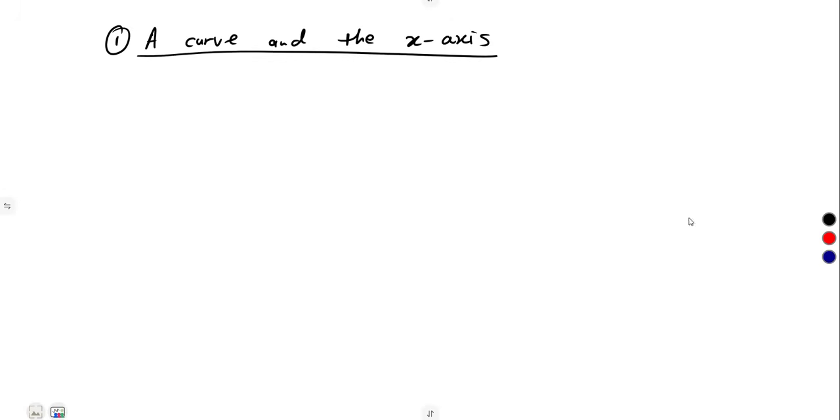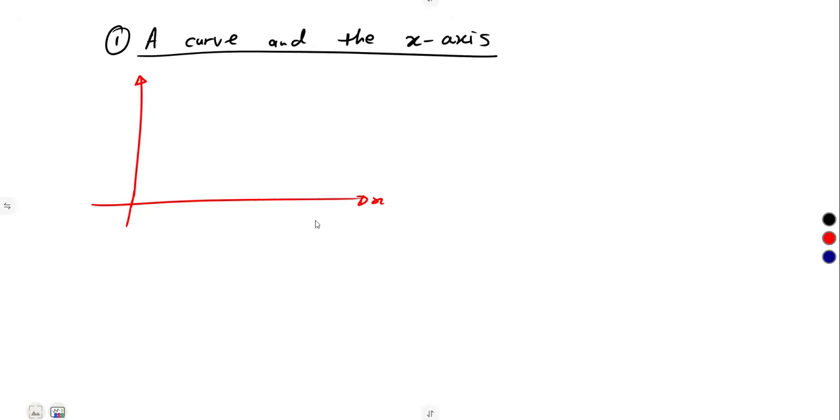But just for the sake of revision, I'm just going to also show where this is being taken from. So let's consider something like a curve and the x-axis, where you're given a curve and the x-axis like this. There are some properties that I need to explain before we consider the formulas. So let's say we are given a curve and it's bounded between the x-axis.